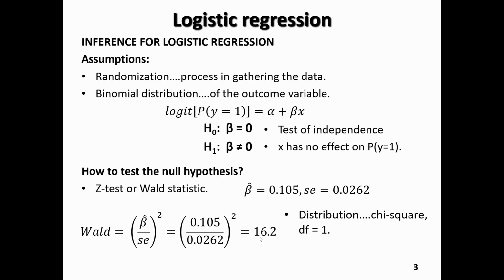This is not based on a z or normal distribution. This is actually based on a chi-square distribution with a degree of freedom of 1. And the symbol for chi-square is the Greek letter chi, squared.